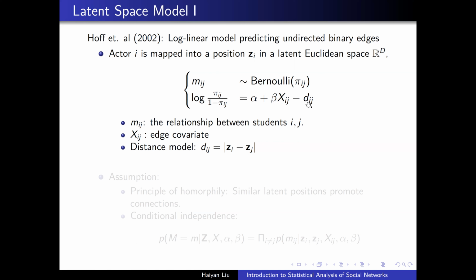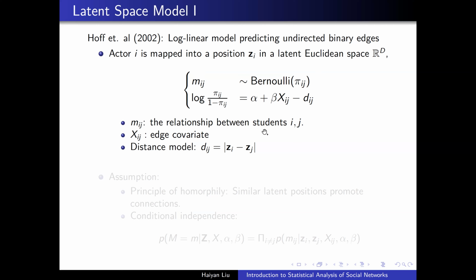In the latent space model, they use the distance Dij, which is the Euclidean distance between the two actors in the Euclidean space. If Dij is larger, it means the two actors stay away from each other, so they are less close. If Dij is smaller, they stay closer to each other. So when we subtract Dij, it means that the larger the distance, the less likely for them to connect. However, the smaller the distance, the more likely for them to connect.